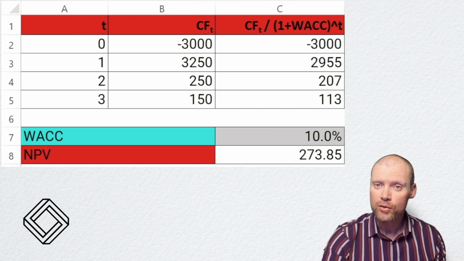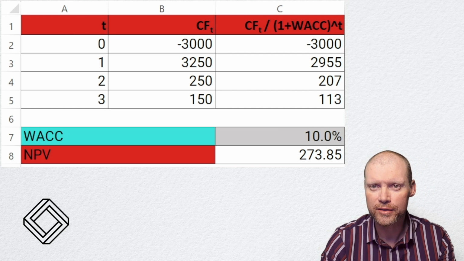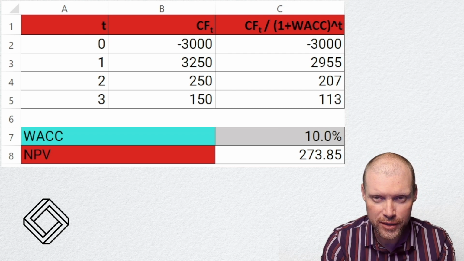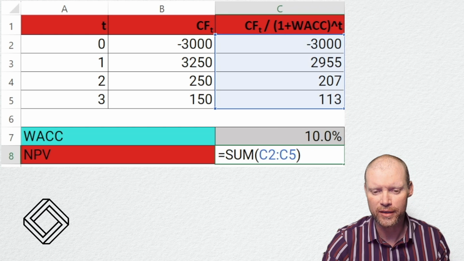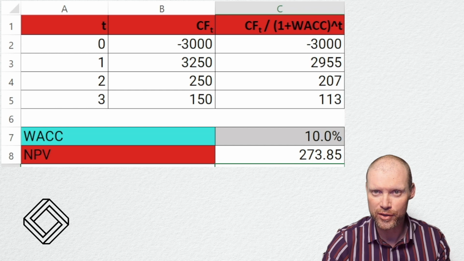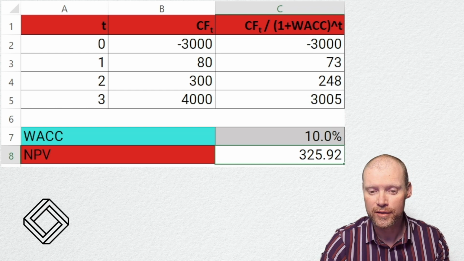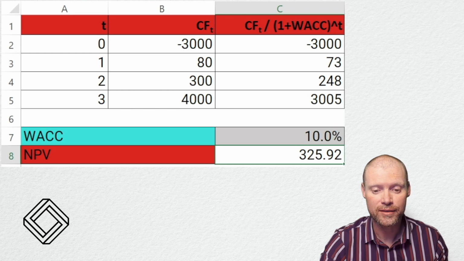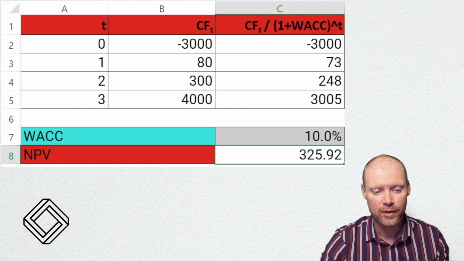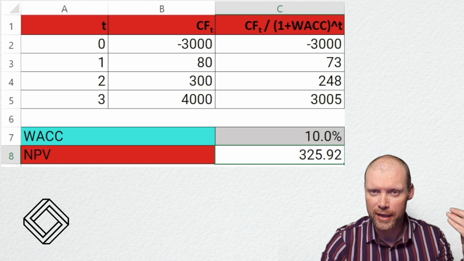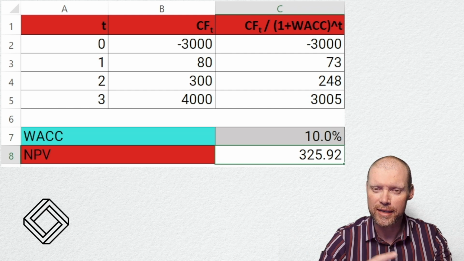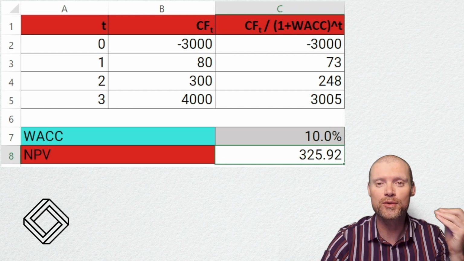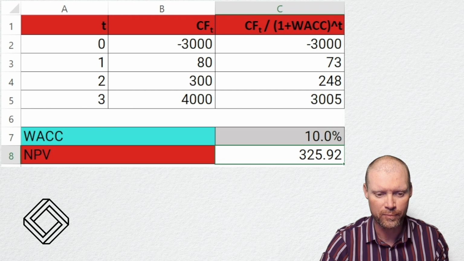All right, great stuff. We have now calculated two NPV values, each associated with a project. So for project A, we arrived at an NPV of $273.85. And for project B, $325.92. So this is what we meant earlier when we said the NPV compresses that data, represents the aggregate of all of these future cash flows into a single value that we can now compare. So we can do that.